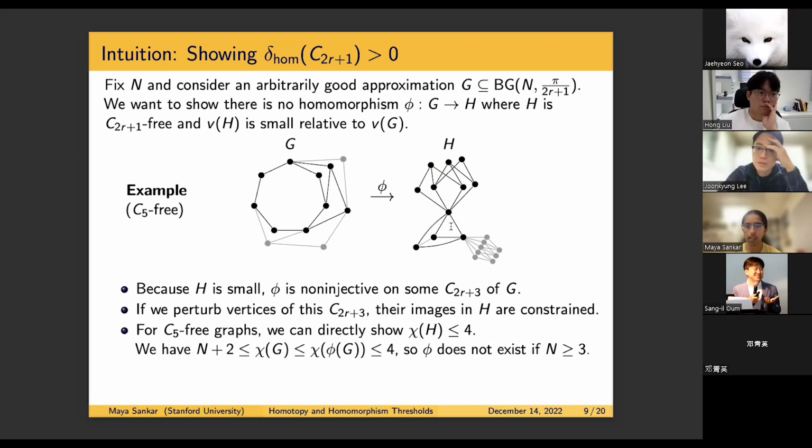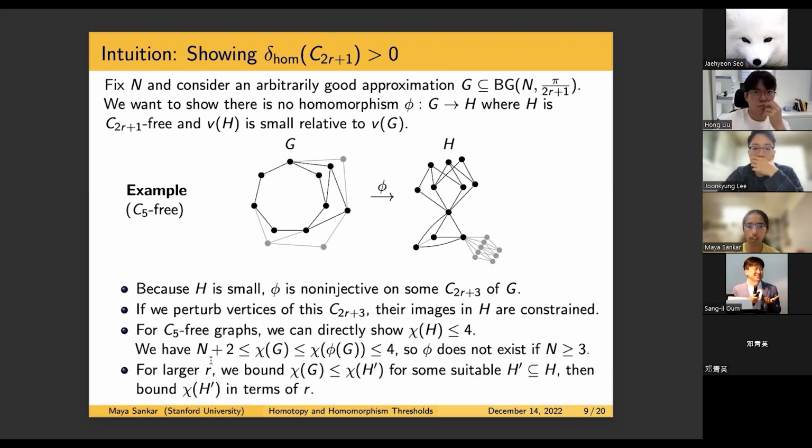So we know H has chromatic number at most 4. So that means G has chromatic number at most 4. But G is a really good approximation, so the chromatic number of G is the same as the chromatic number of the Borsuk graph. And if we choose n at least 3, then phi cannot exist, because if phi did exist, then G would be 4-colorable. So that's how we derive the contradiction.